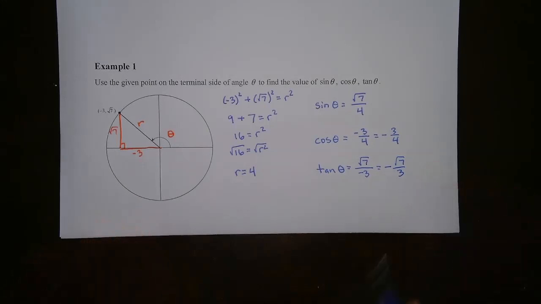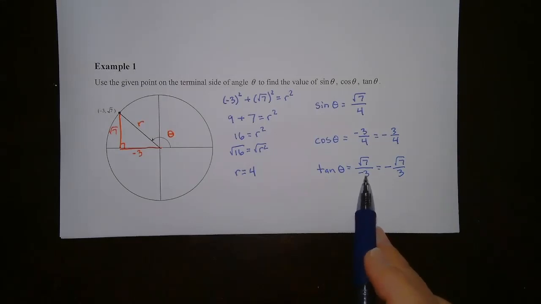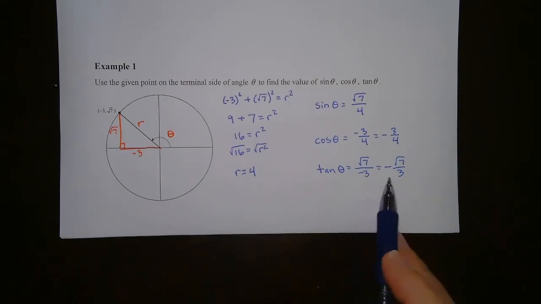Okay? Either one, if you write it like this, perfectly right. Nothing wrong with this. If you write it like this, perfectly right. Both of these are just two different ways of seeing the same thing, okay? All right, that's example one. Let's go to example number two.